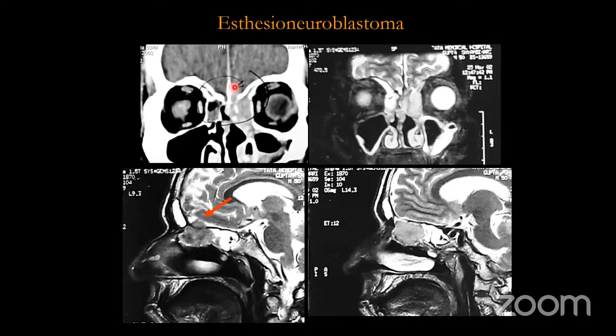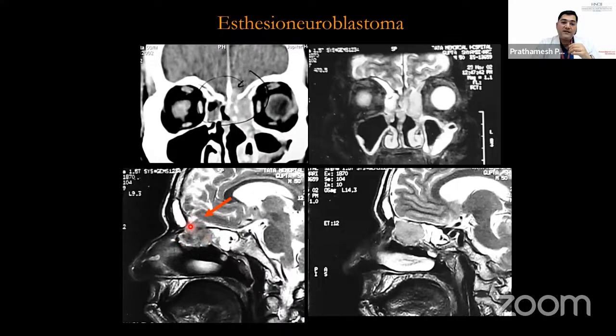You can see this esthesioneuroblastoma had very minimal extension intracranially, and it was paramedial. So you know that you could get away with either a Rave's approach, which is a subcranial access, or an endonasal access with endonasal craniectomy.